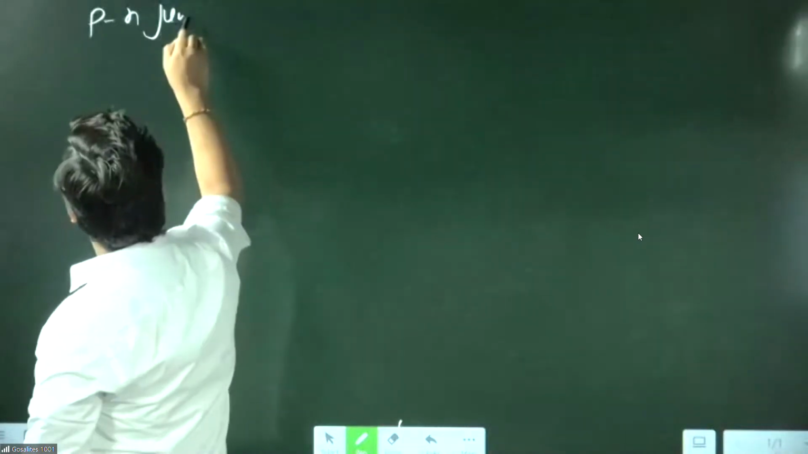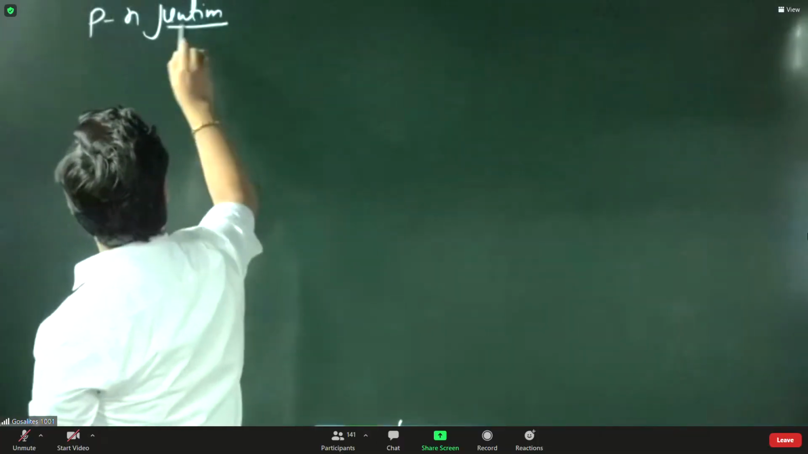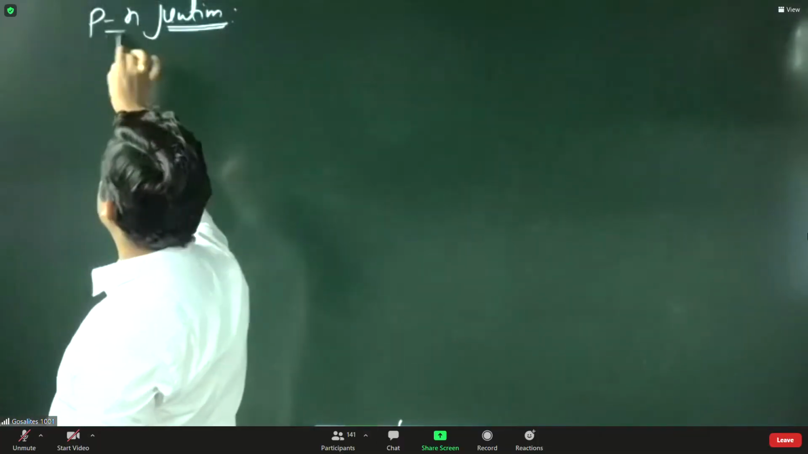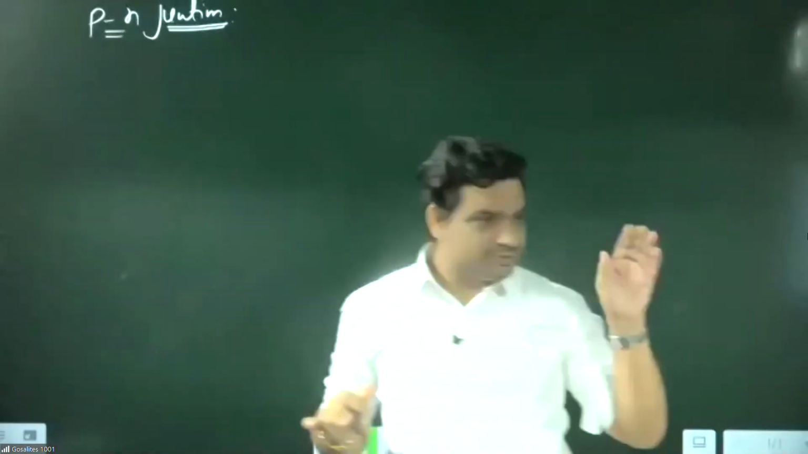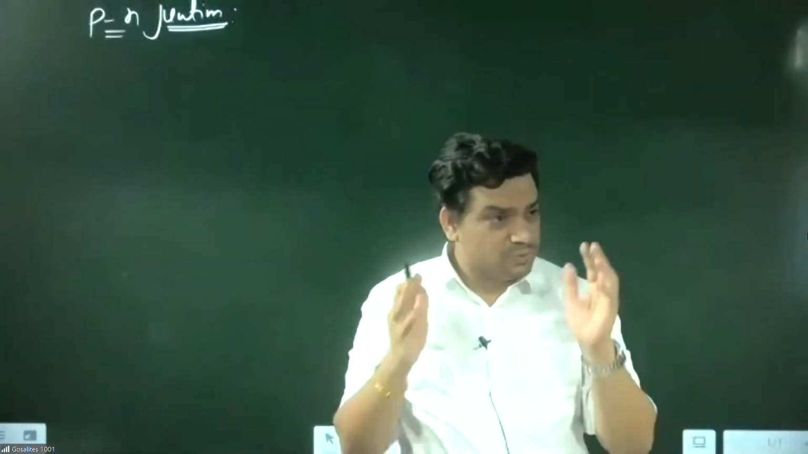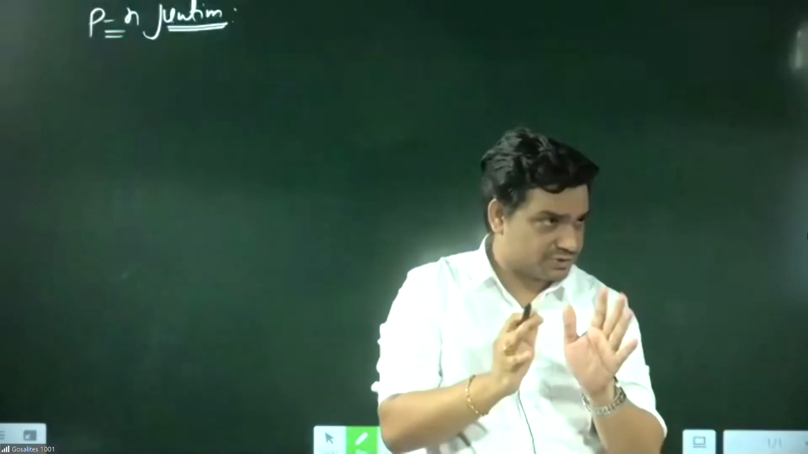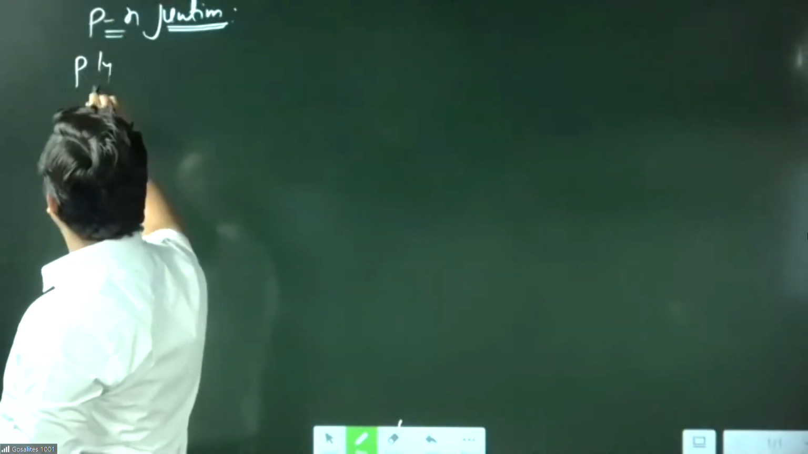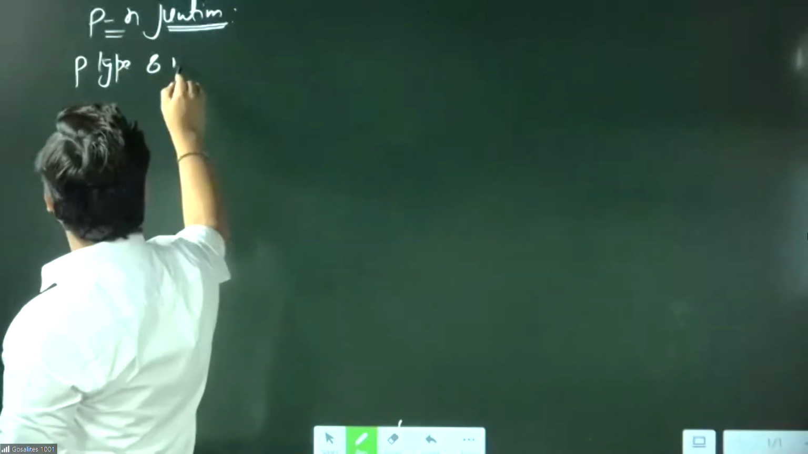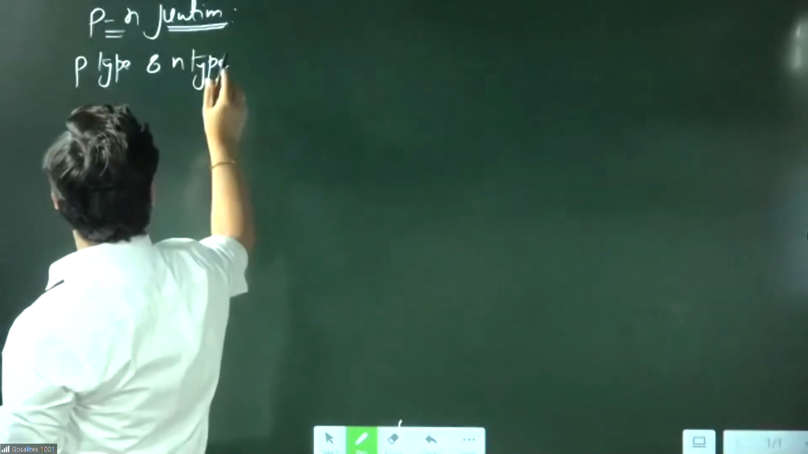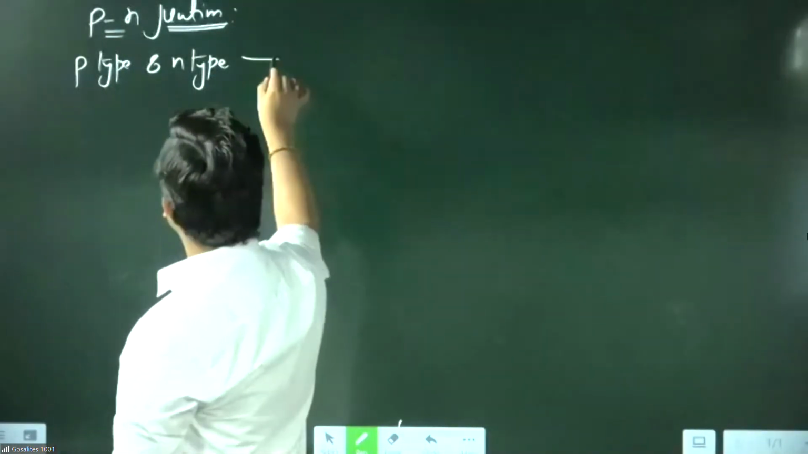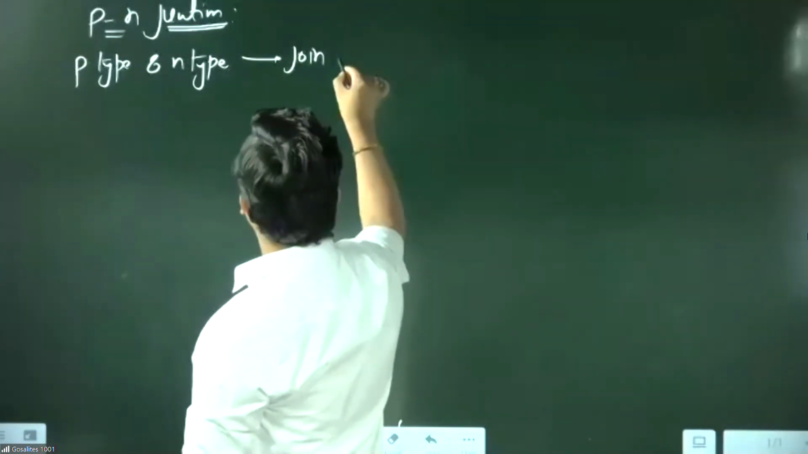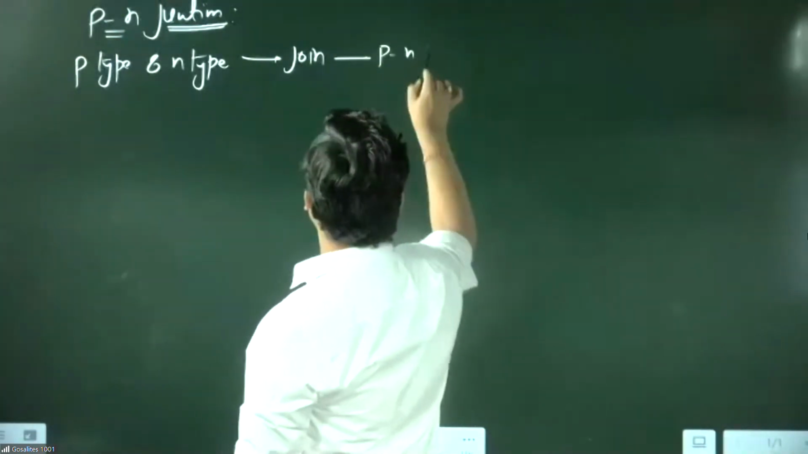We cannot simply join a P type and an N type to get a PN junction. First of all, if you take a P type and an N type and join them, then you will not get a PN junction.